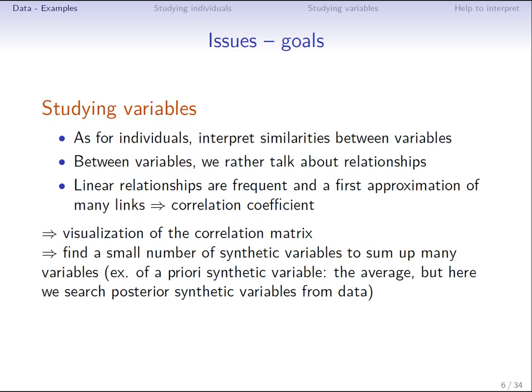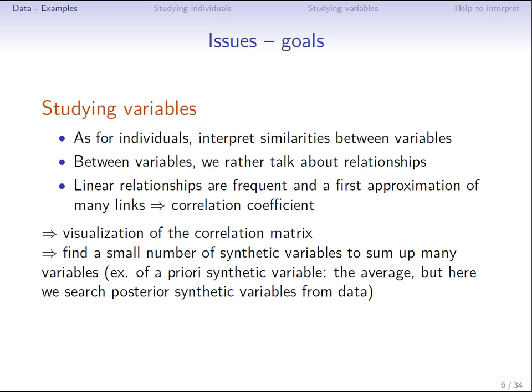Following the approach taken to study the individuals, might it also be possible to interpret the data from the variables? What are the variables that provide similar information? So between variables, rather than similarity, we talk about relationship. And the best known relationship between variables is a linear relationship. So PCA focuses on the linear relationships between variables.